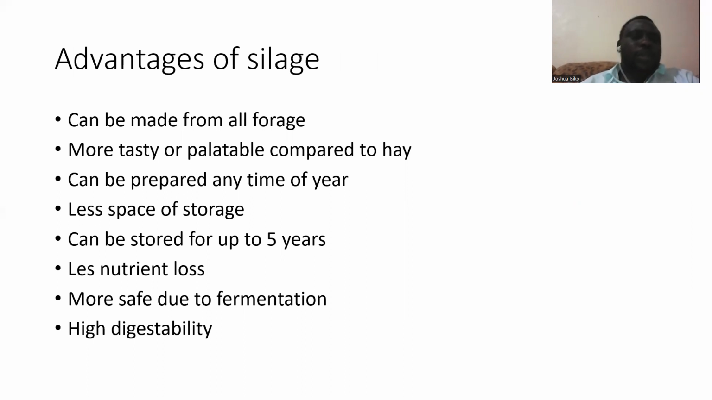Less storage space is needed, because you can harvest 5 acres and put them in a small place, which sometimes is not possible when you are baling. Silage can be stored for up to 5 years, while hay can be stored up to 2 years. There is less nutrient loss and it is safer due to fermentation. Fermentation kills oxygen-dependent bacteria, so it is safer and highly digestible.